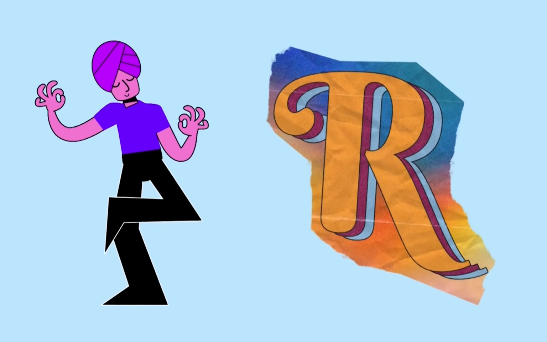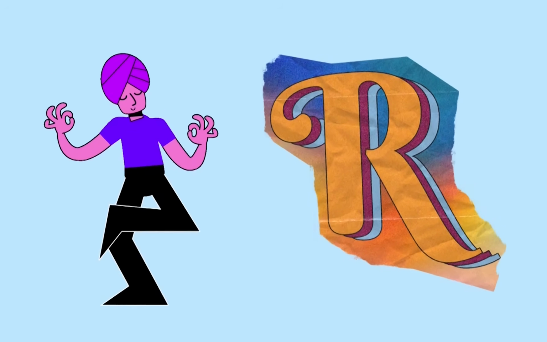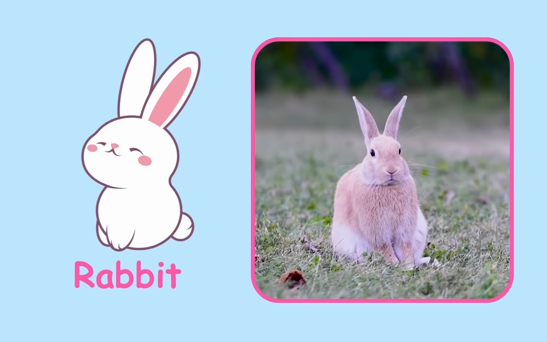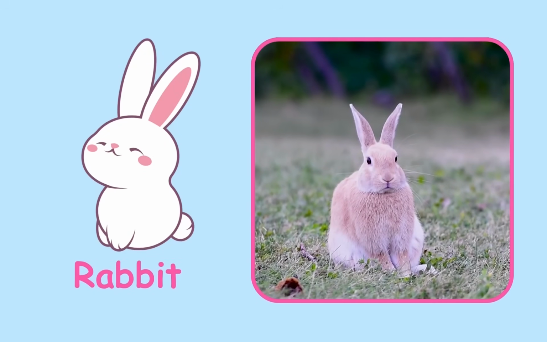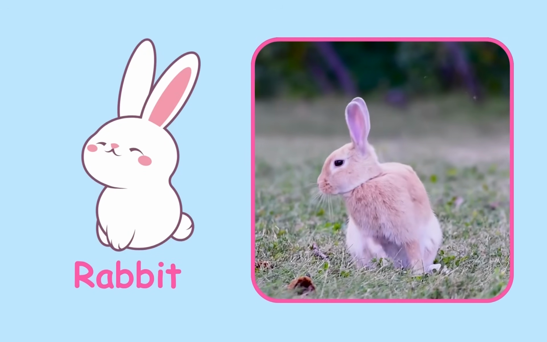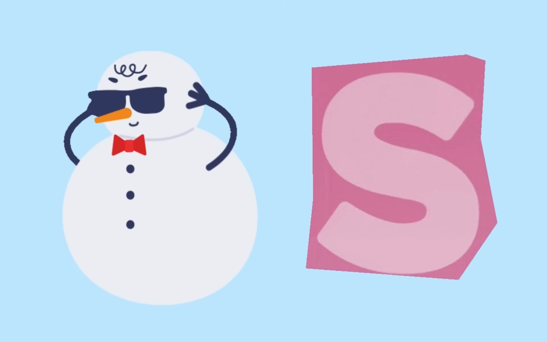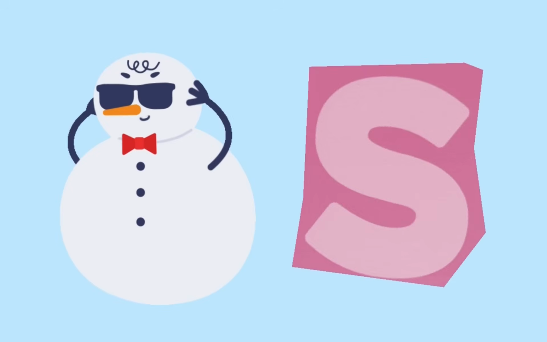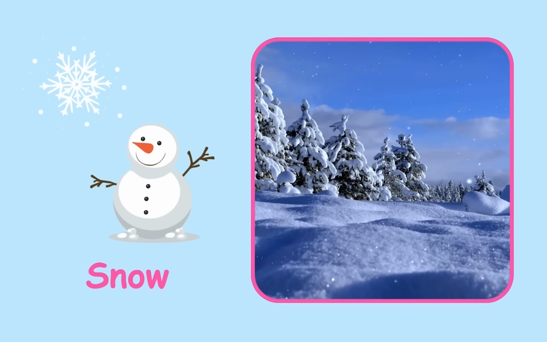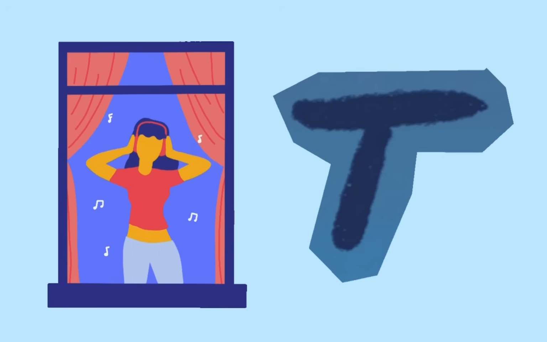Letter R. Rabbit starts with letter R. This is letter S. Snow starts with letter S. This is letter T.